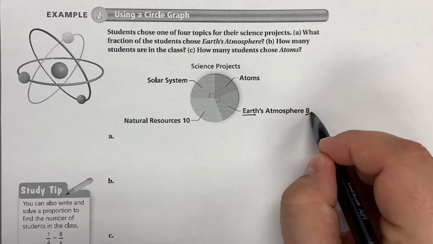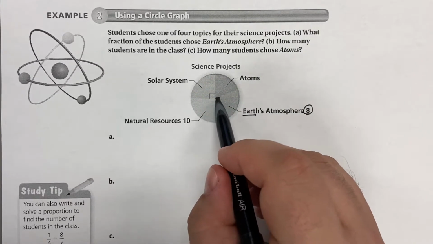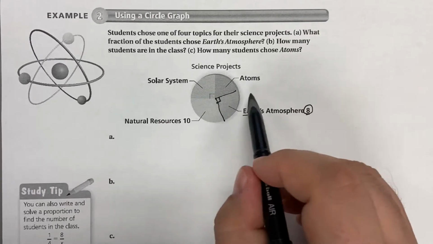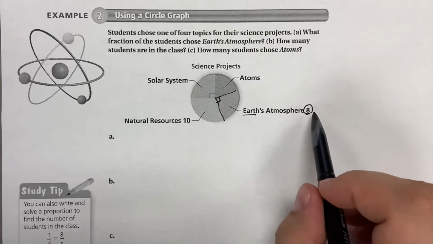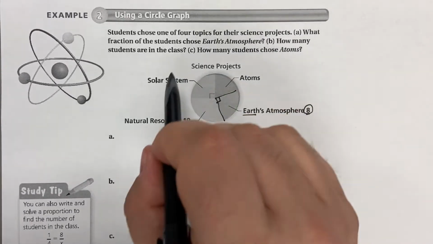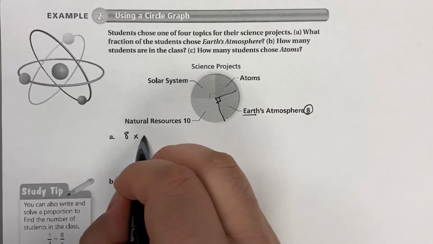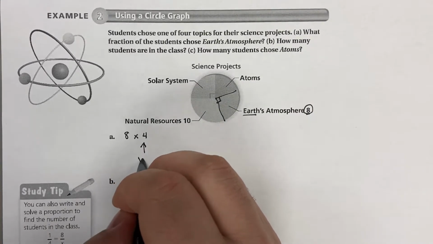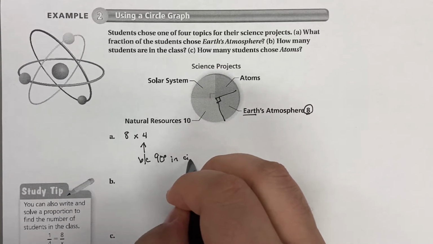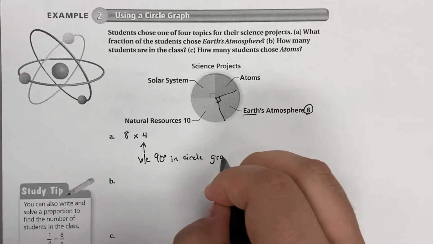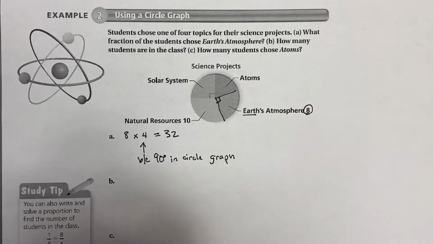Well, we know there's 8 total, but we also see that this is a 90-degree angle, and 90 degrees is 1/4 of a circle. 1/4 means we have to multiply this by 4, and we have the total because 8 is 1/4. So if we take 8 times 4, because of the 90 degrees in the circle graph, we are going to end up getting 8 times 4 equals 32.